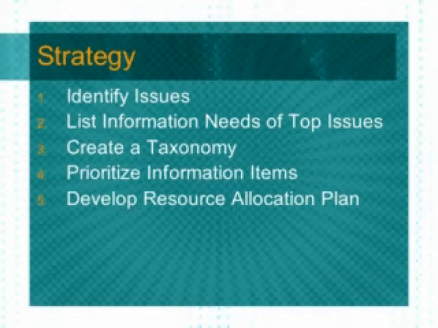Second, the decision maker needs to list information needs regarding each decision. Third, a taxonomy must be created. Step 4 is to prioritize the information items based on a rating scale. And finally, a resource allocation plan will be developed based on these ratings.